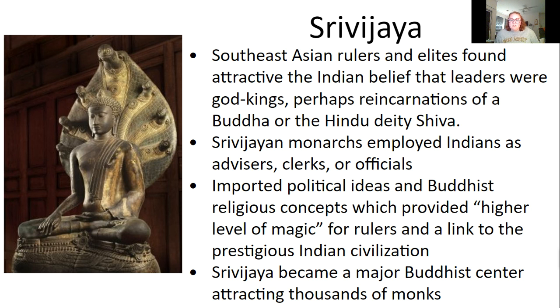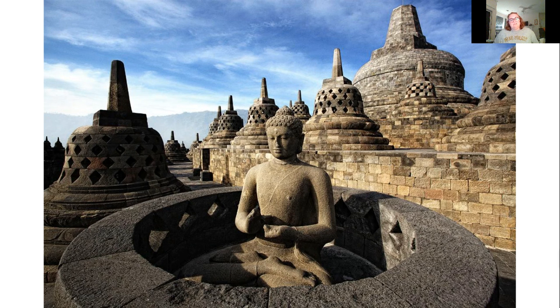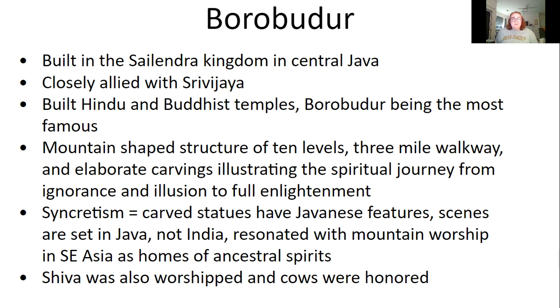The Srivijaya monarchs employed Indians as their advisors, and basically the higher-ups in office. And they imported political ideas and Buddhist religious concepts, which provided a higher level of magic and mysticism. Srivijaya became a major Buddhist center, attracting thousands and thousands of monks. As we learned in the video, they built this incredible Buddhist temple with many different statues that, as you went up it, you prayed to each of them.